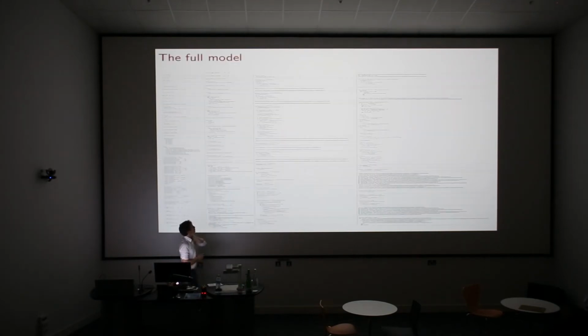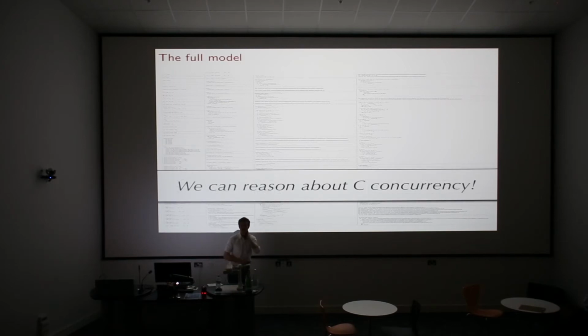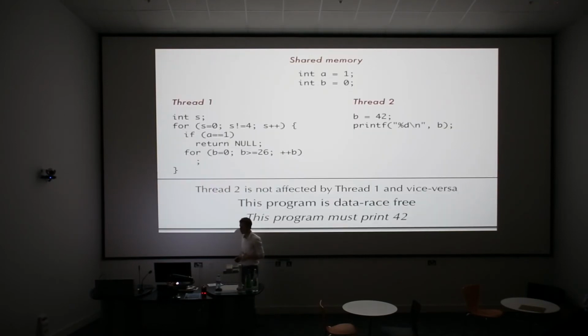Now the full model can be formalized in math. And what is great about this is that it enables reasoning about C concurrency, because we know what the semantics of our program must be. So maybe we can go back to our first program, the program that when compiled with GCC 4.7.2 printed 0 instead of what I expected, which was 42. So let's look again at the program. We had decided that thread 2 is not affected by thread 1 and vice versa. So this program is actually data race free.